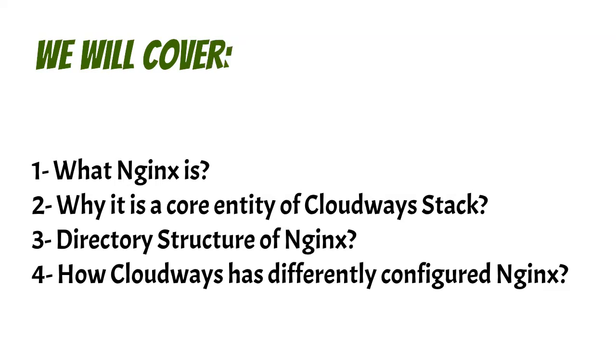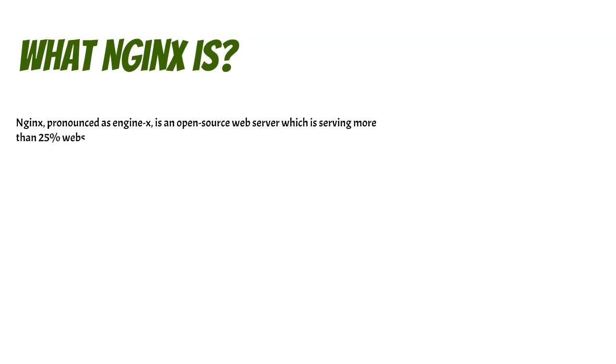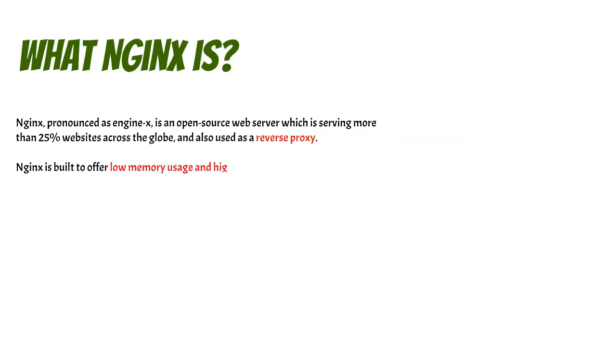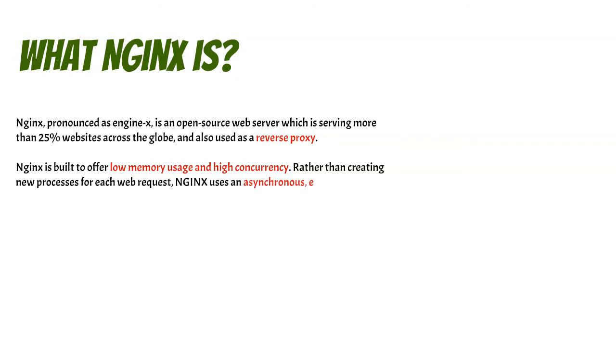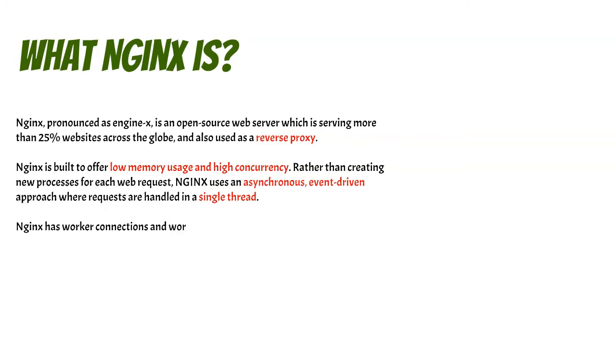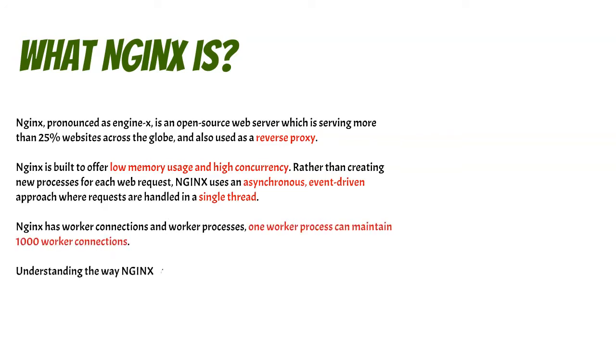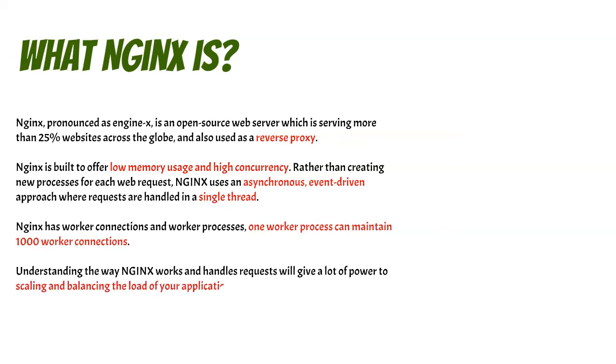So let's get started. Nginx is an open-source web server which serves more than 25% of websites across the globe, and is also used as a reverse proxy. Nginx is built to offer low memory usage and high concurrency. Rather than creating new processes for each web request, Nginx uses an asynchronous, event-driven approach where requests are handled in a single thread. Nginx has worker connections and worker processes. One worker process can maintain 1,000 worker connections.